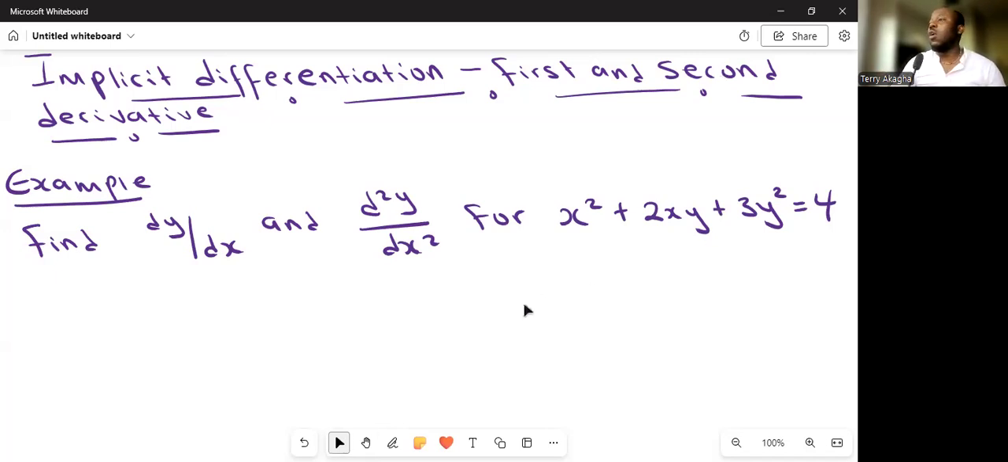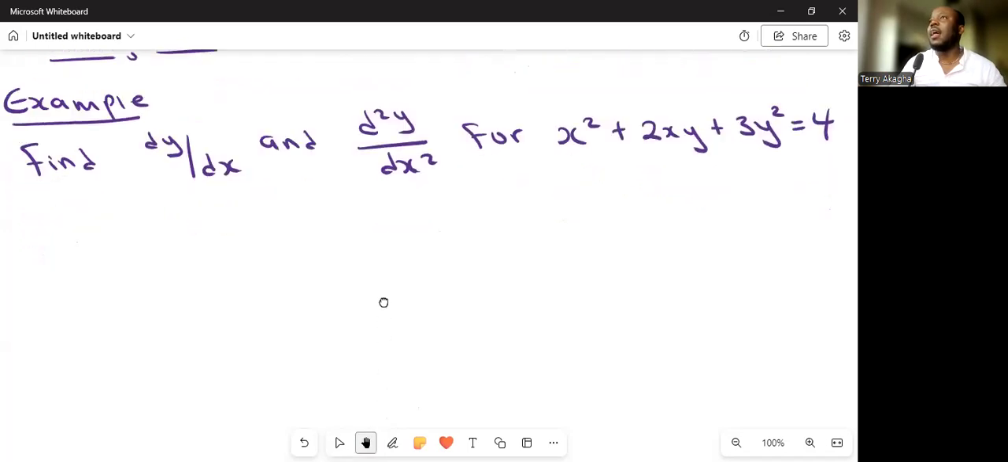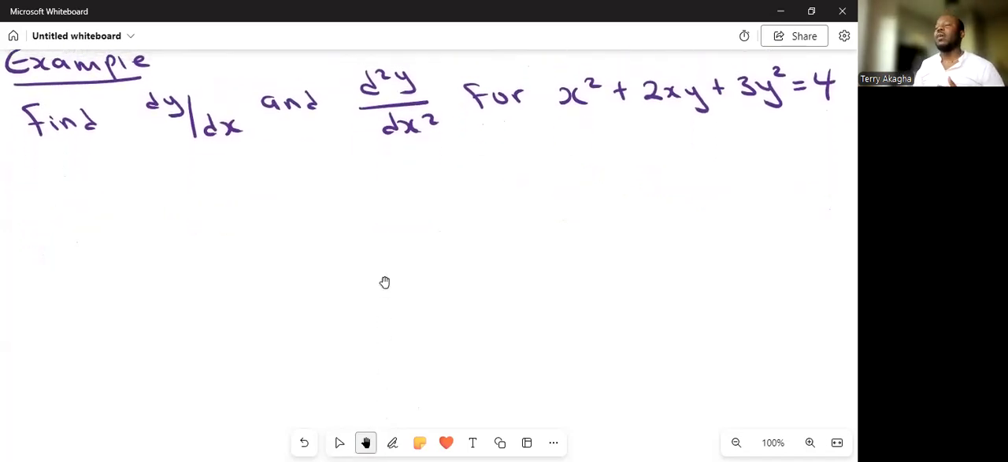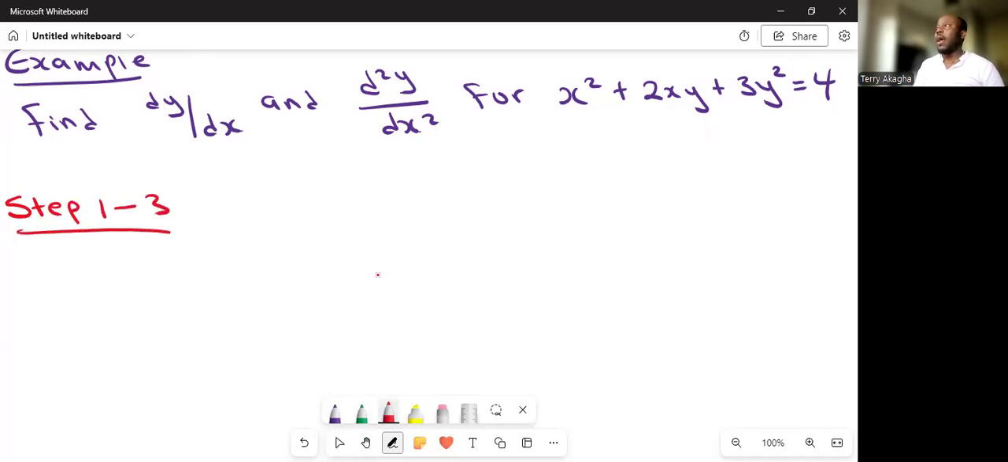So if you go to the rules, the steps I gave in the last video, I'm going to combine steps 1 to 4 together. Step 1, I told you to differentiate x normally. Step 2, you differentiate y as normal, but also add the dy over dx. Step 3, I told you that all the rules of differentiation will apply, okay? So let's start with steps 1 to 3 now. Anytime you differentiate x, you differentiate it normally. Anytime you're differentiating y, you add the dy over dx.